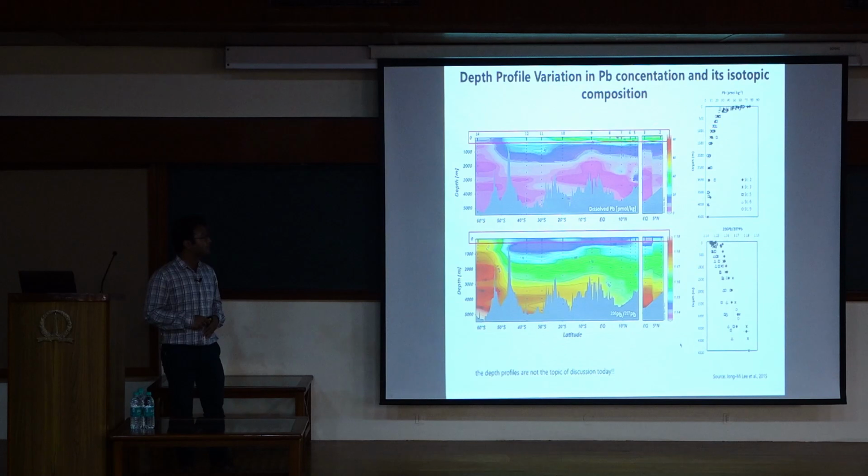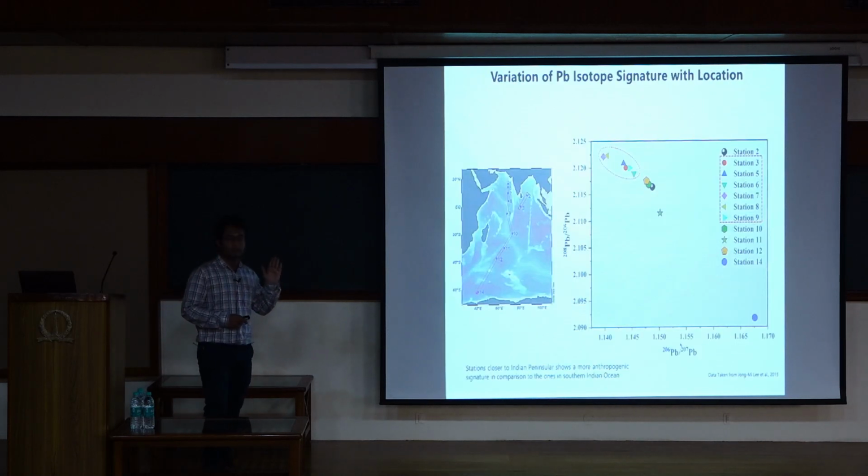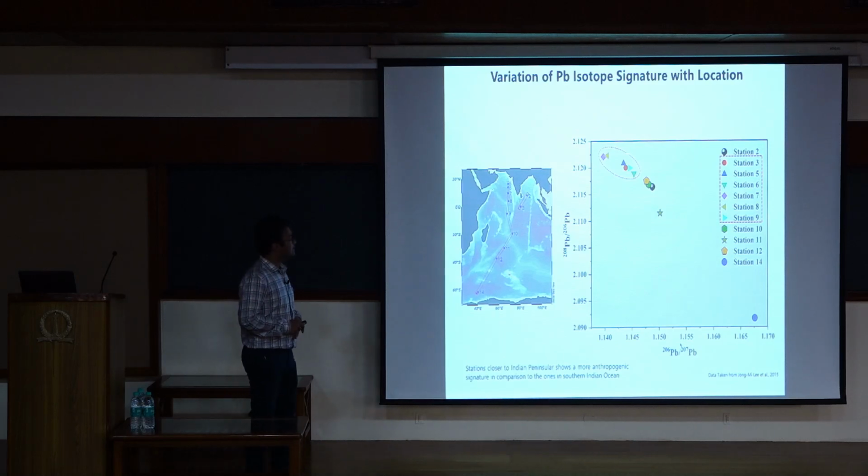If we just focus on the surface layer, you could see that with different longitudinal locations, the isotopic signatures are changing. For example, in this circle, stations 3, 5, 6, 7, 8, which are closer to the Indian peninsula, have a more anthropogenic lead signature, whereas 10, 11, 12, 14, which are more towards the Southern Ocean, have a lesser contribution from the anthropogenic end members.